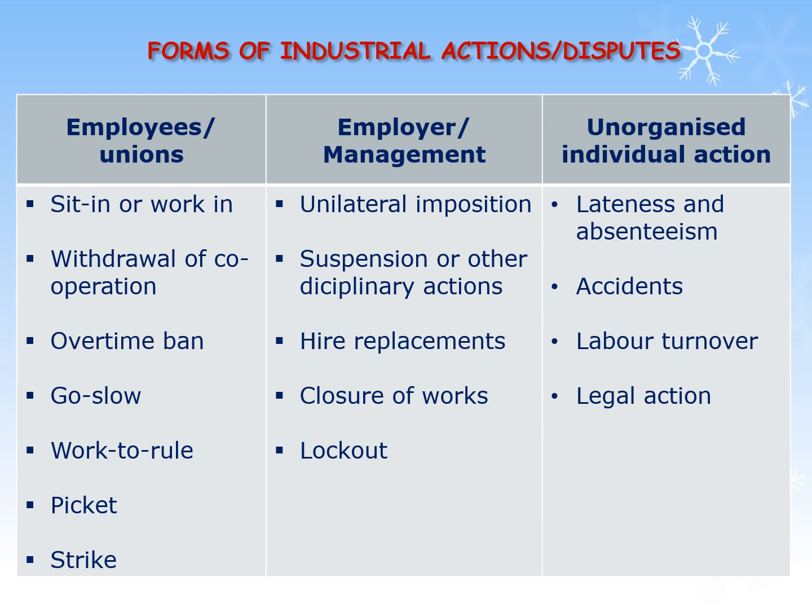So for the employees, they can perform sit-in or work-in, withdrawal of cooperation, overtime ban, go slow, work to rule, picket, and also strike. And as for the employer or management, they can perform unilateral imposition, suspension or other disciplinary actions, hire replacements, closure of works, and also lockout. As for the unorganized individual action, the types of industrial actions that can be performed are lateness and absenteeism, accidents, labor turnover, and also legal action.